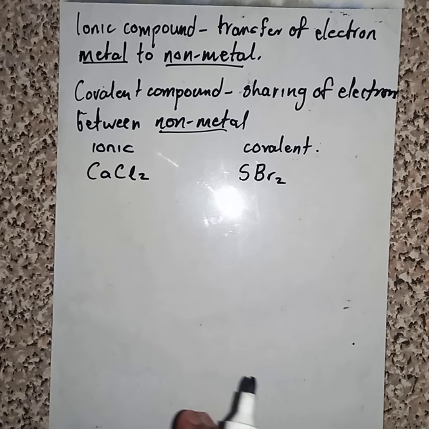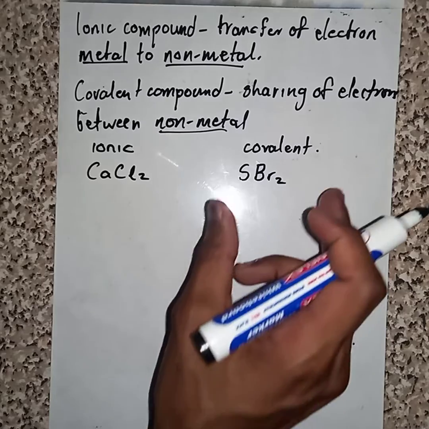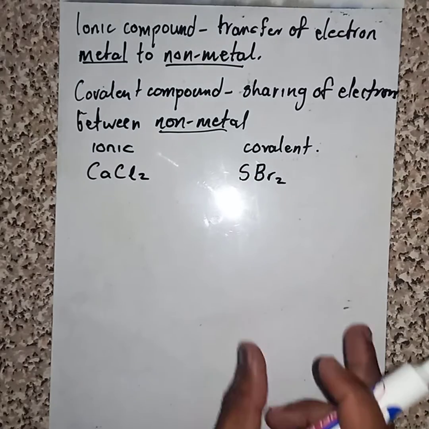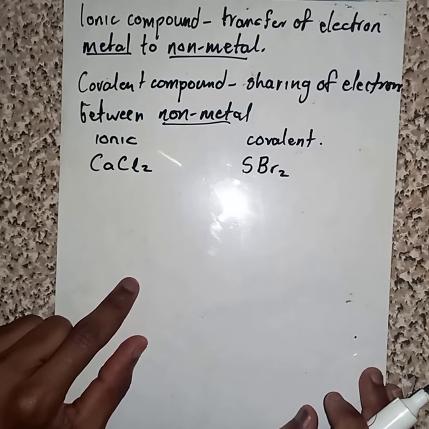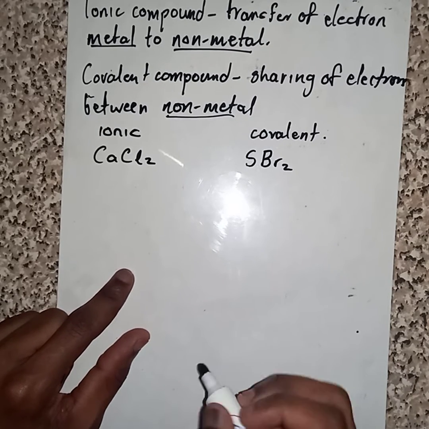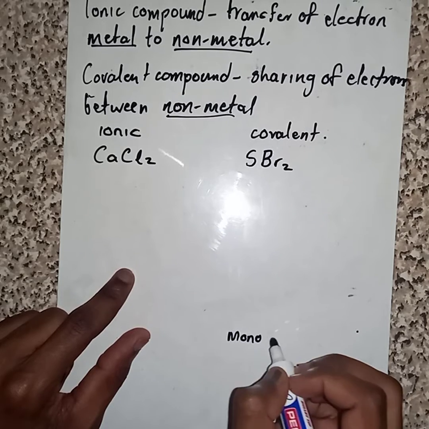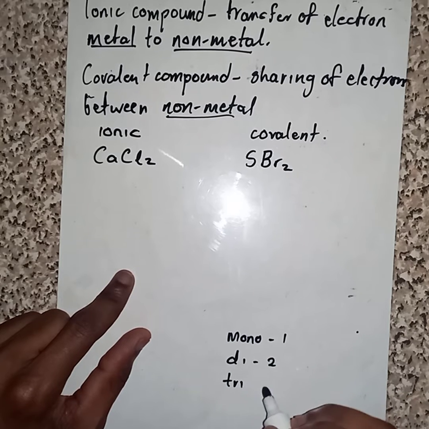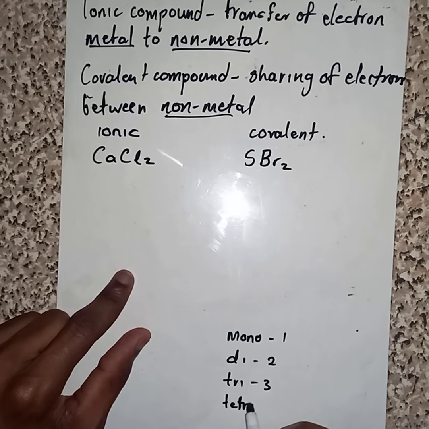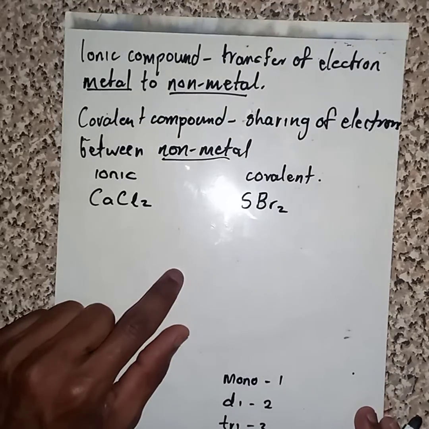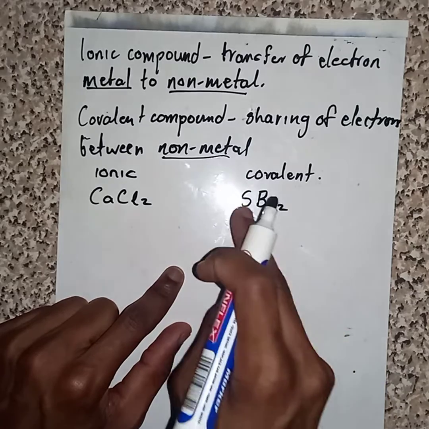Then when naming, I want to highlight especially for covalent namings, you must know some prefixes. You see, there are prefixes that you must know as a learner, such as mono means 1, di means 2, tri means 3, tetra means 4. Then penta means 5. Then how are we going to name this one?